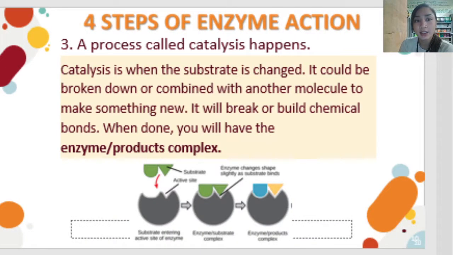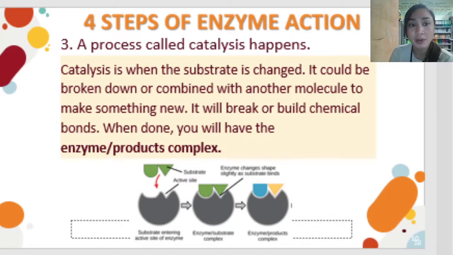And then the third is when catalysis happens. So what does catalysis mean? Catalysis is when the substrate is changed. It could be broken down or combined with another molecule to make something new. Or sometimes it will break or build chemical bonds. And when it is done, we call it the enzyme product complex.